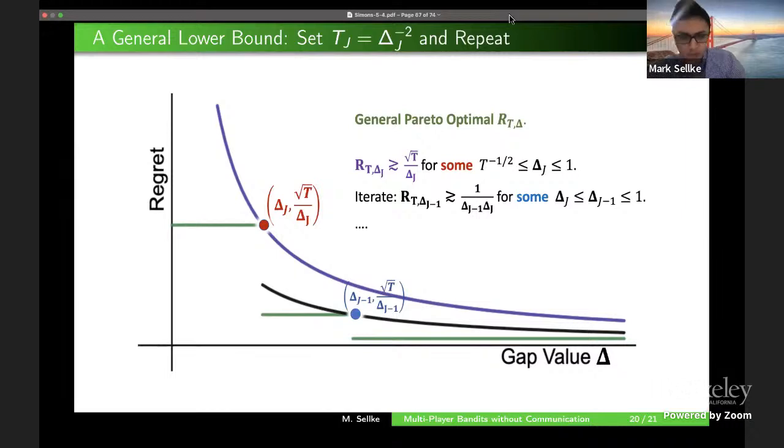And once I have that, I can say, okay, I'm gonna look at only the first delta_j^-2 time steps. So now this delta_j point that I found, the red point on the curve, doesn't count as a large gap anymore. It's just 1 over square root t. So now I can apply the lower bound again on this smaller time scale and get another lower bound point. And if you iterate this lower bound procedure, you end up with the same Pareto optimum trade-off I showed before.